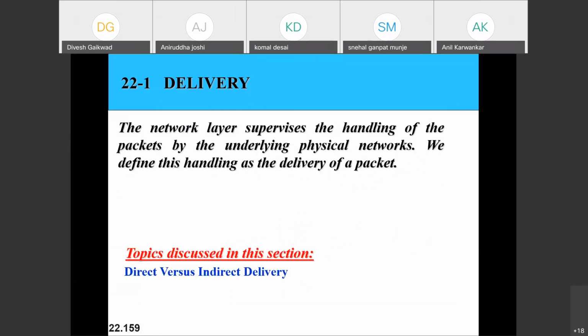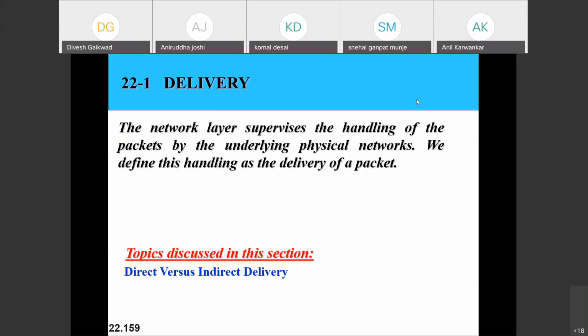One of the important concepts at the network layer is delivery, forwarding and routing. The network layer actually provides us the configuration for the delivery. The network layer supervises the handling of the packets by the underlying physical networks. There are two different configurations associated with the delivery, the direct as well as the indirect delivery. The delivery of the packet to its final destination is done by using two different methods, the direct and indirect.